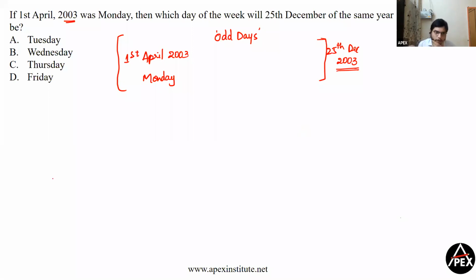Now tell me how many of you calculated the total number of days? April 30, May 31, June 30, July 31, August 31. How many of you added all these? Everyone did? Please raise your hands. So do we have to find the total number of completed days and find the number of odd days? No, that is not required.